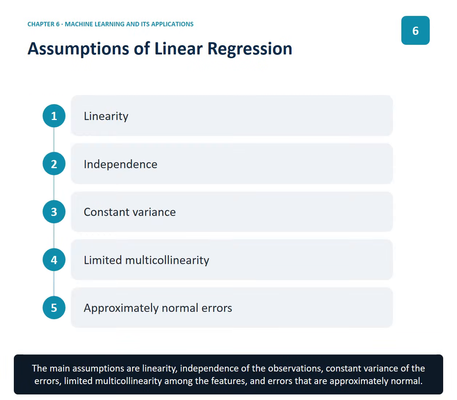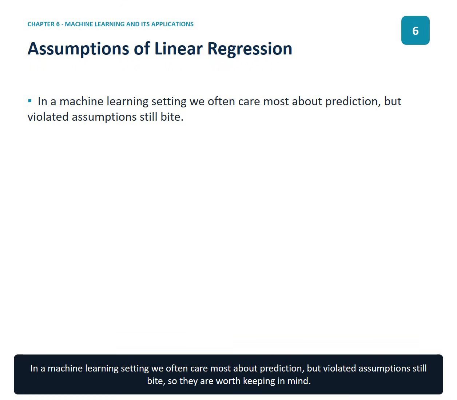The main assumptions are linearity, independence of the observations, constant variance of the errors, limited multicollinearity among the features, and errors that are approximately normal. In a machine learning setting, we often care most about prediction, but violated assumptions still bite, so they are worth keeping in mind.